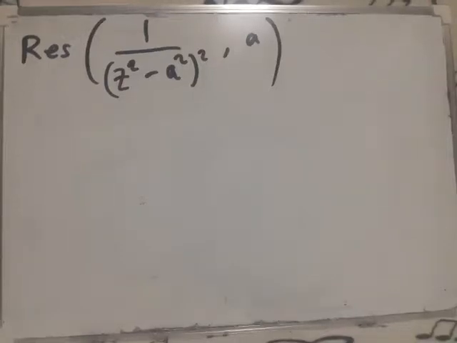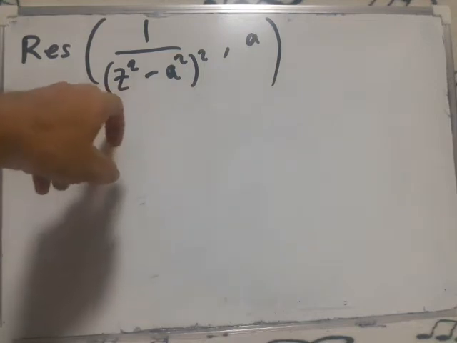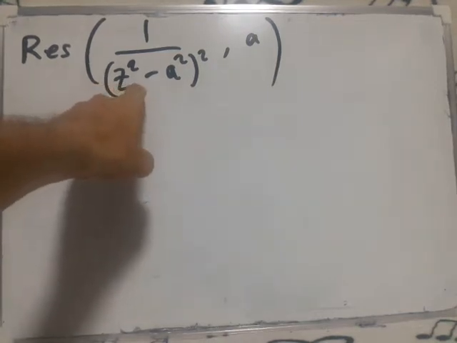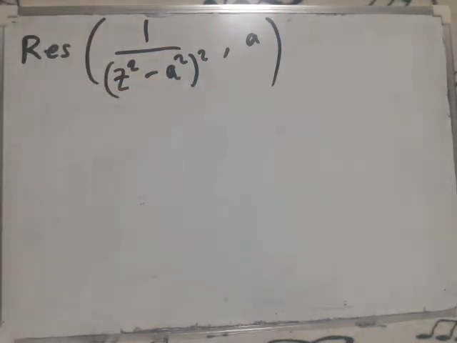So we want to find the residue of this function at z equals a. Hopefully it's obvious this is a double pole, because if you factor z squared minus a squared, you get z plus a times z minus a, and then that's squared. So we have a double pole of order 2 at z equals a.